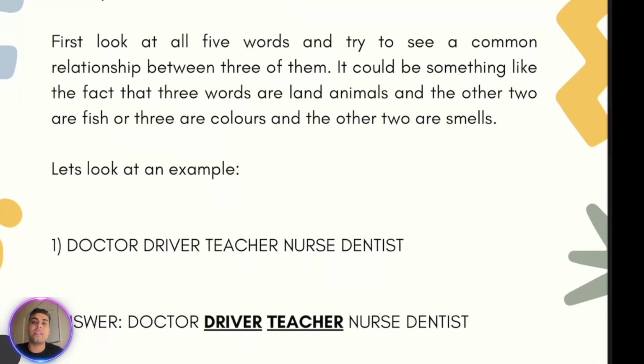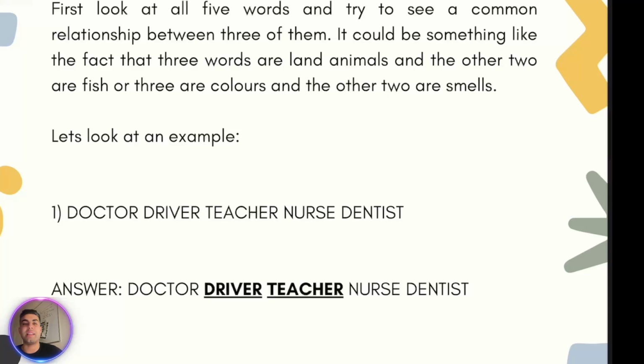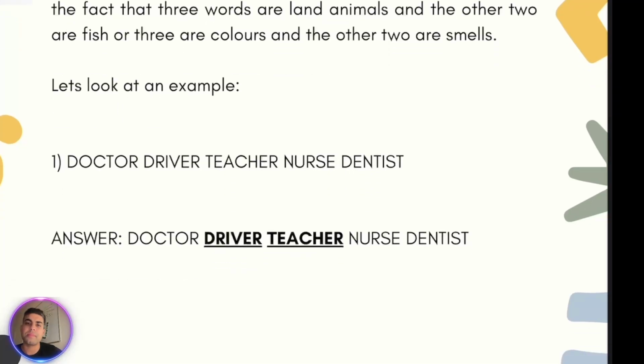First, look at all 5 words and try to see a common relationship between 3 of them. It could be something like the fact that 3 words are land animals and the other 2 are fish, or 3 are colours and the other 2 are smells. Let's look at this example here. We have doctor, driver, teacher, nurse and dentist. Now as you can see, the answer here is driver and teacher. Can you guess why?